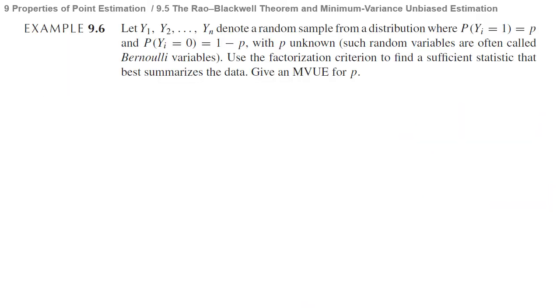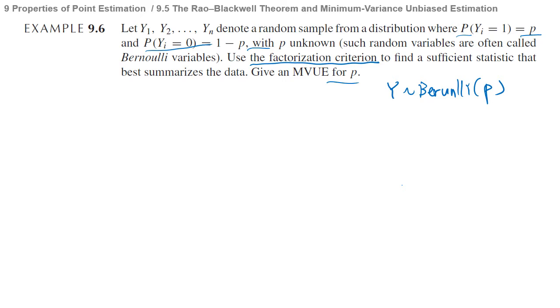Okay, let's move on to example 9.6. Let y1, y2, ..., yn denote a random sample from a distribution where the probability of yi equals 1 is p and the probability of yi equals 0 is 1 minus p, which is the Bernoulli distribution. So y follows Bernoulli p, and use the factorization criterion to find a sufficient statistic that best summarizes the data, given MVUE for p. Okay, so use the factorization criterion.